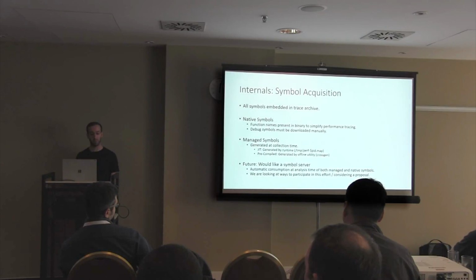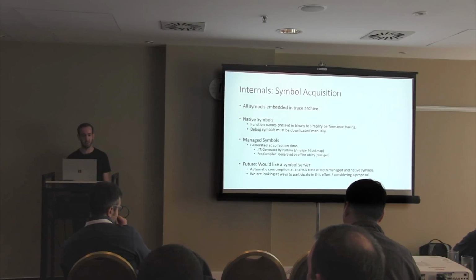But we strip all of the rest of the debug information out, and that can be downloaded manually for debugging. For managed code, we generate it all at runtime, so there's the perf-dev.map, and then there's the offline utility that we use for recompilation. We generate those files as well, and they all get zipped together. So in the future, we'd love to see a symbol server mechanism on Linux. It's something that we've seen a little bit of chatter on, and so we're looking for ways to participate and potentially proposing an option.